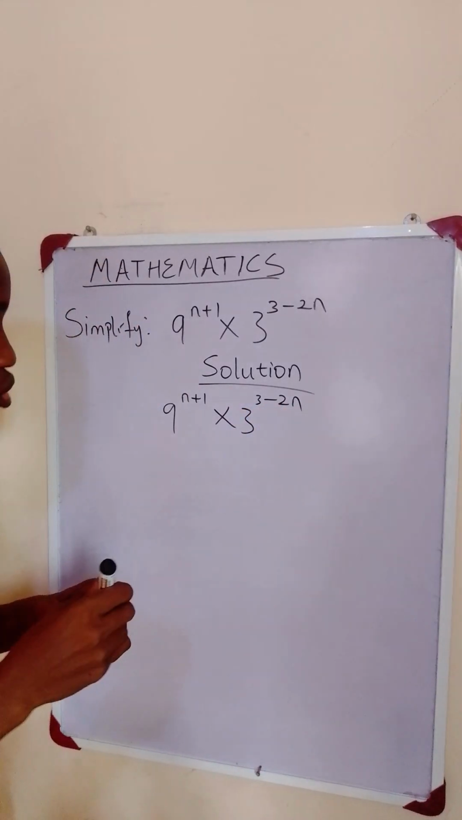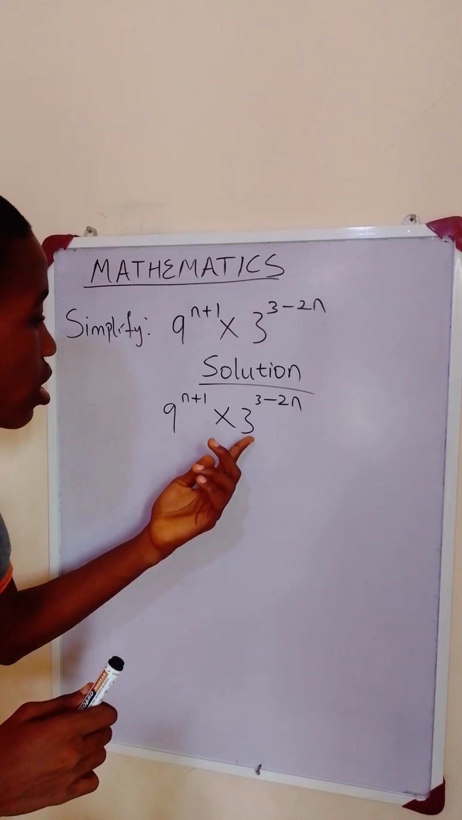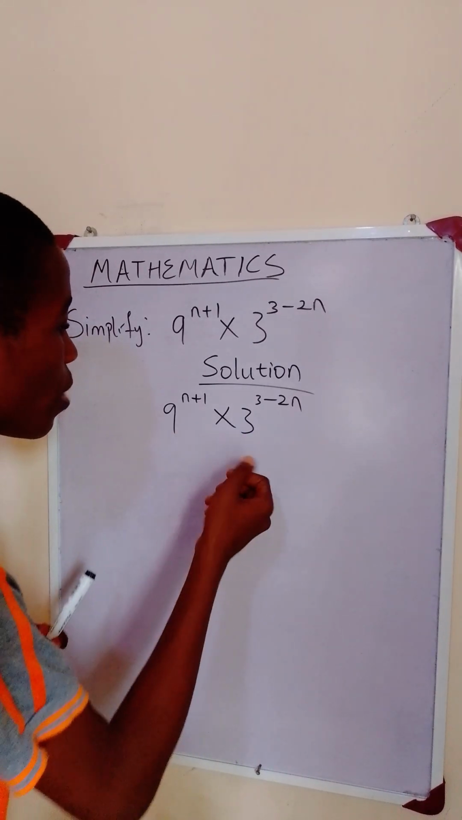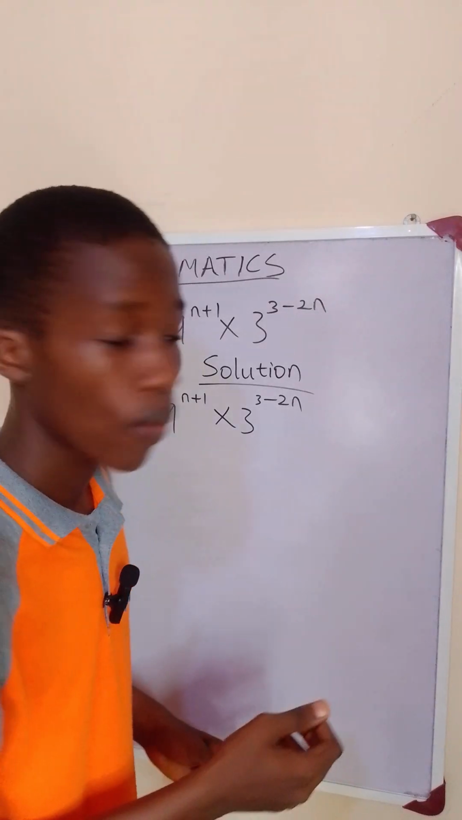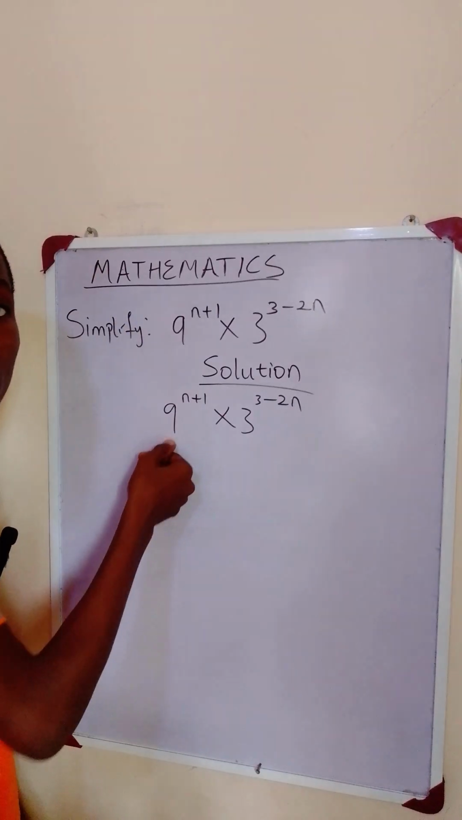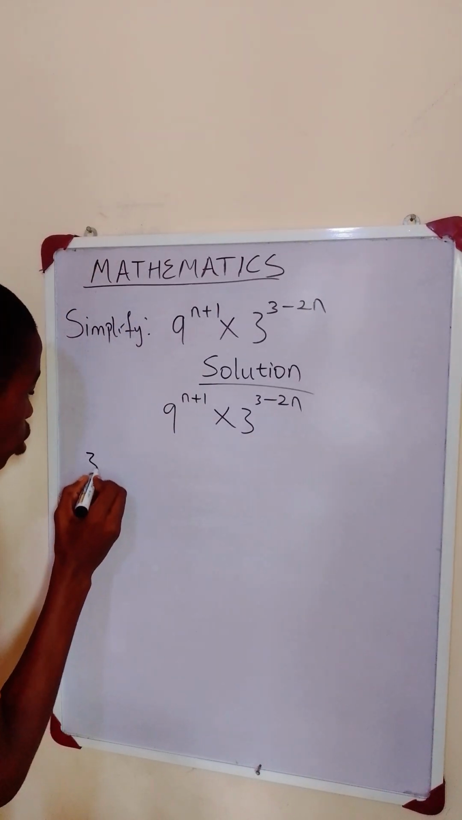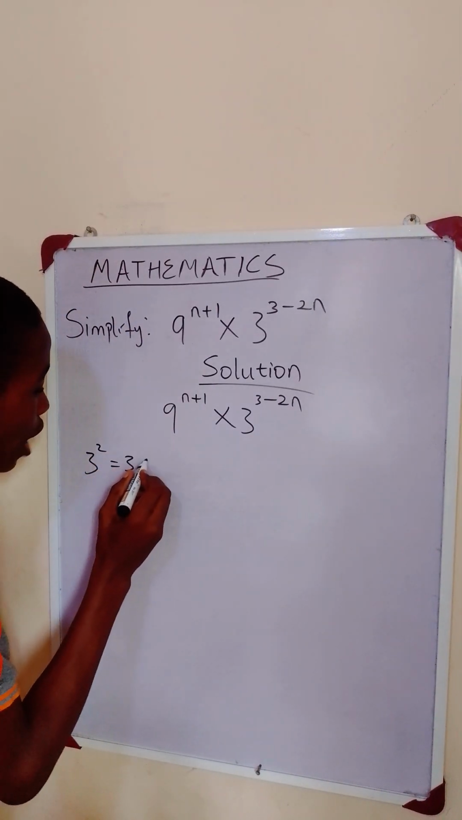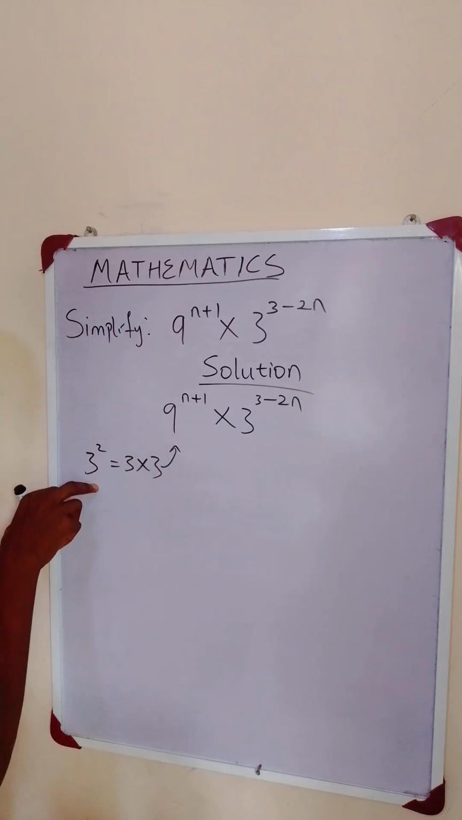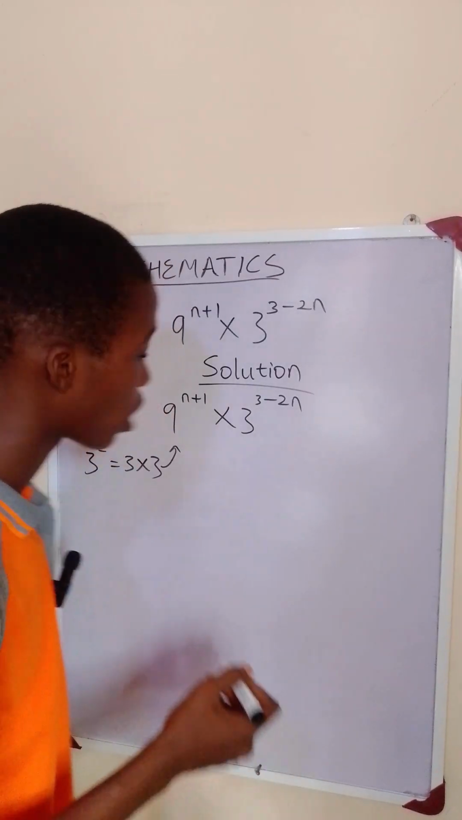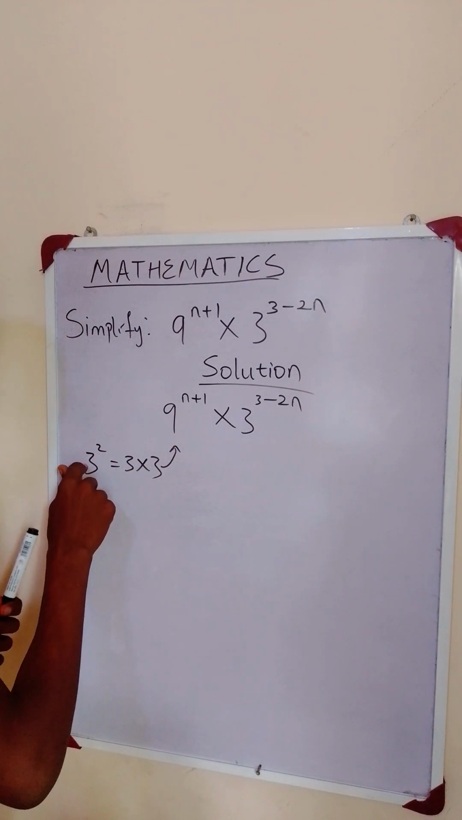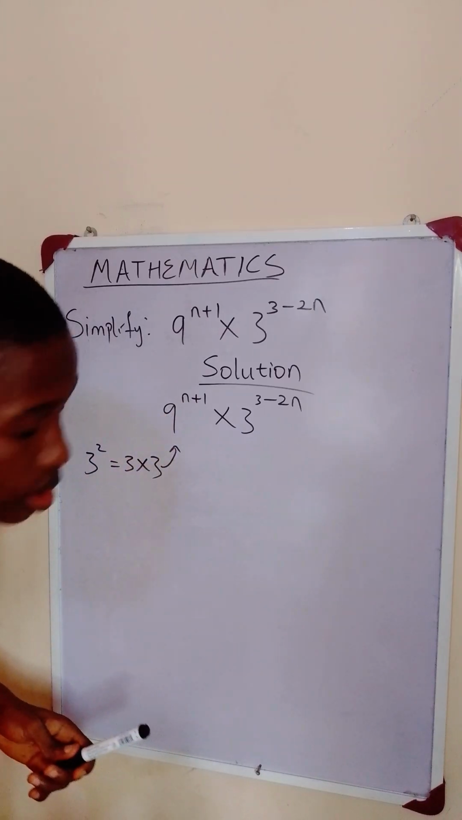Now you know that this 9 is equivalent to 3 raised to power 2. You need to make this 9 and this 3 equal. You need to know how many times you can raise 3 to give 9. So 3 raised to power 2, that is 3 times 3, is equivalent to this 9. So you can replace this 9 with 3 raised to power 2, and the thing will still be correct. So you're going to replace it inside this place.